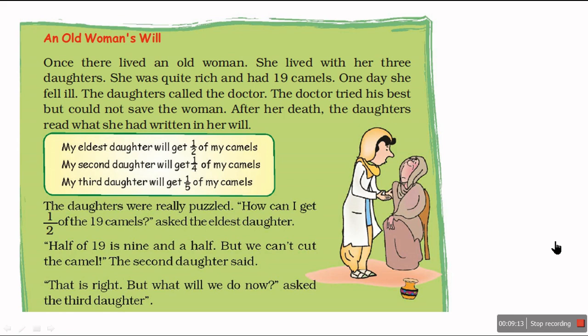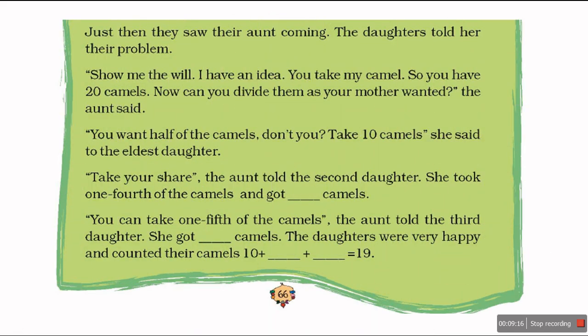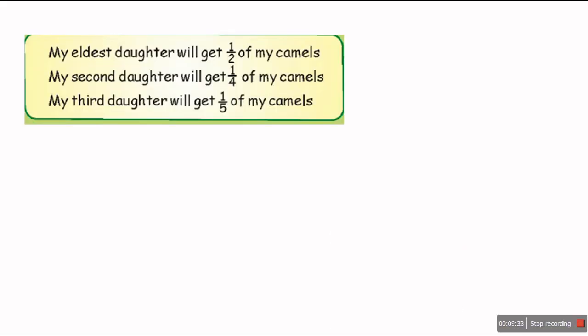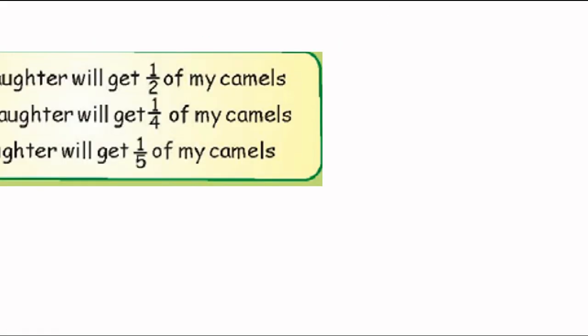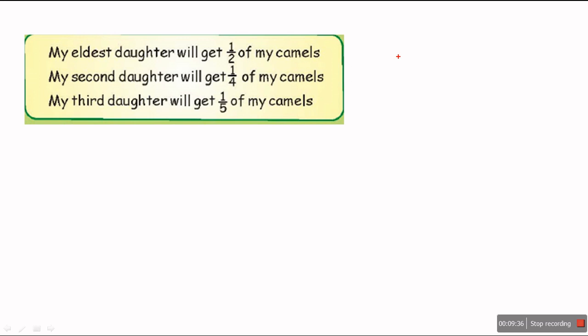So in the meantime, what happened? They just saw their aunt coming, and the aunt said it's very difficult. But she gave a solution. And what was the solution? You can read it and we can apply here. So the solution was: how many camels were there? 19. And the aunt gave 1 camel. So now how many camels? 20 camels.